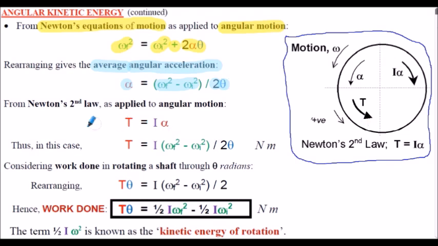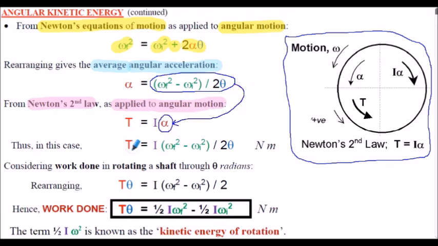Now we know from Newton's second law, as applied to angular motion, that T is equal to I alpha. And if we now substitute this expression for alpha into Newton's second law, we end up with this equation for T. Here's the substitution.